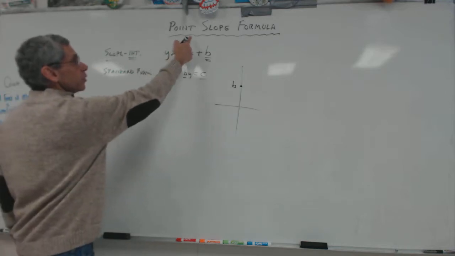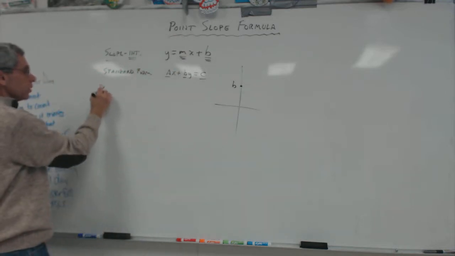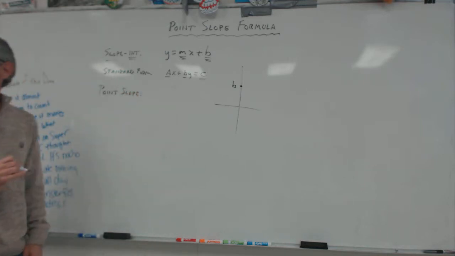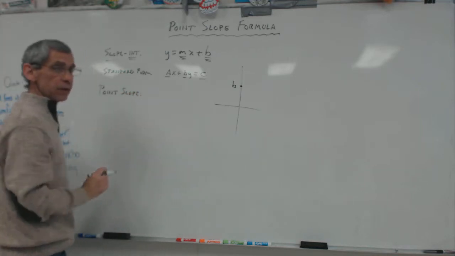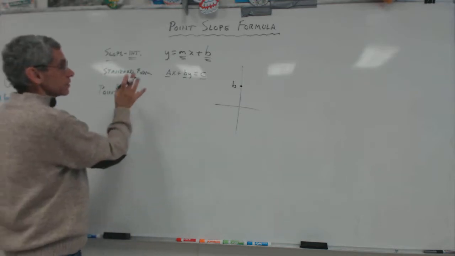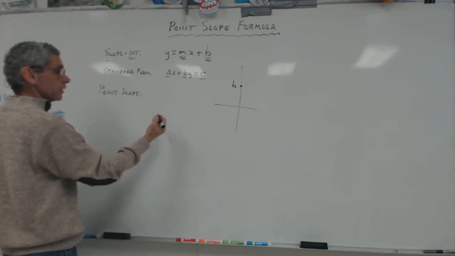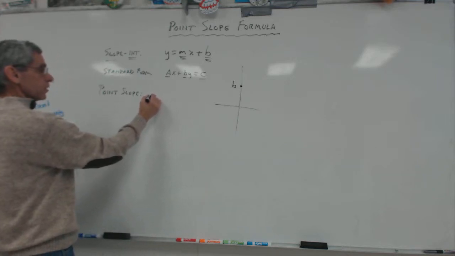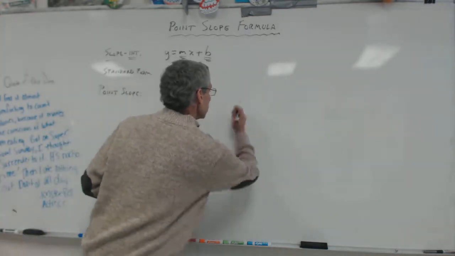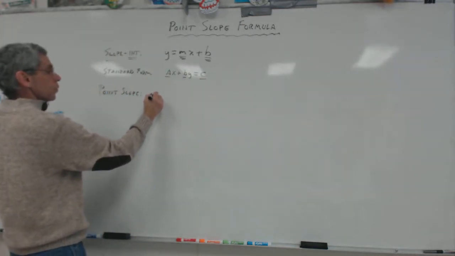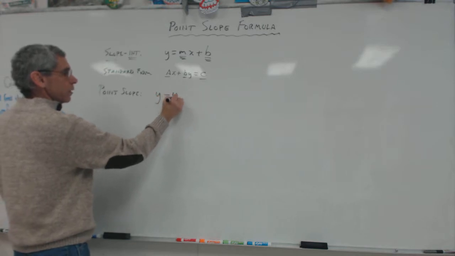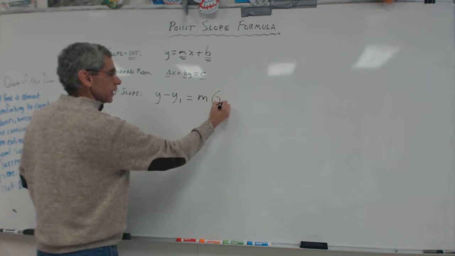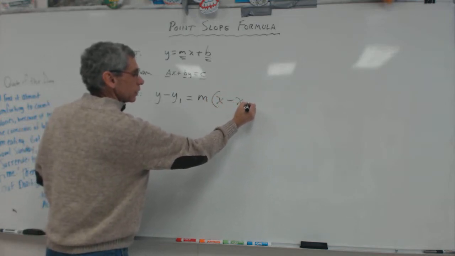And then the last one is what we're going to talk about today, which is point slope. All we're really going to do is learn how to see the point and how to see the slope and where it is, and how to write it. If I give you a point and a slope and ask you to write an equation, you'll know how to do it. This is the equation: y minus y1 is equal to m times (x minus x1).